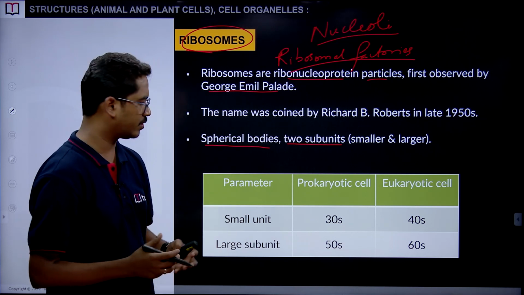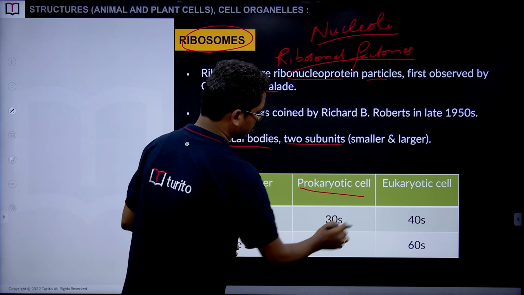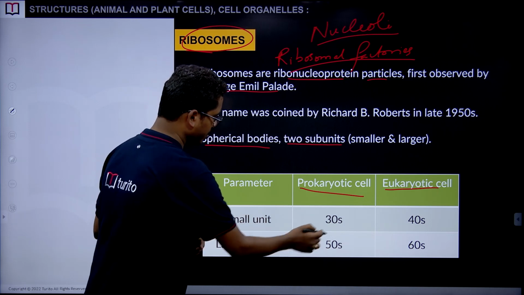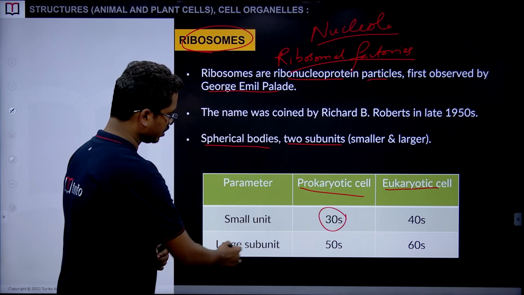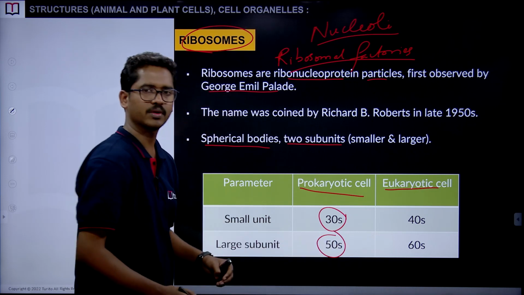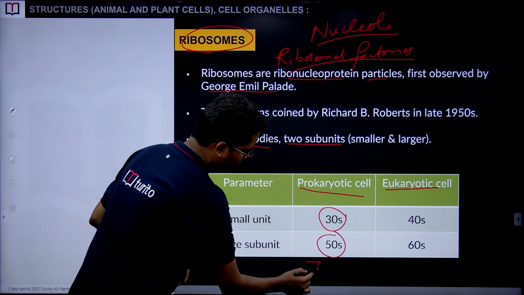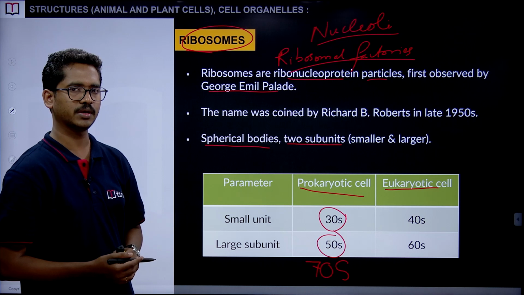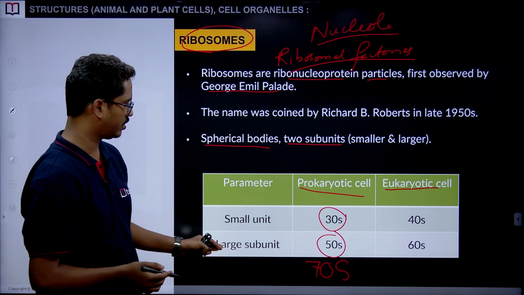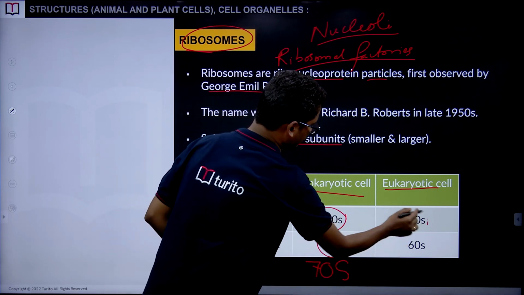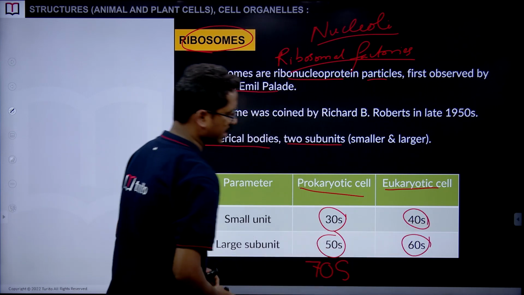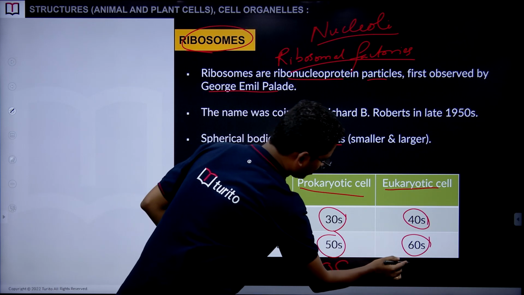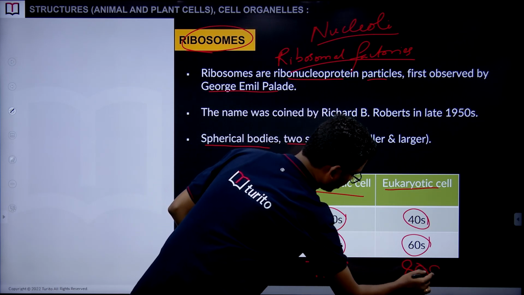For different cells it is of different types, starting here with the prokaryotic cell and the eukaryotic cell. The prokaryotic cell has the smaller subunit of 30S and the larger subunit of 50S, collectively known as the 70S ribosome. Got my point? Next, the eukaryotic cell: the smaller unit is 40S, the larger unit is 60S. As a whole, the eukaryotic ribosome is of the 80S type.